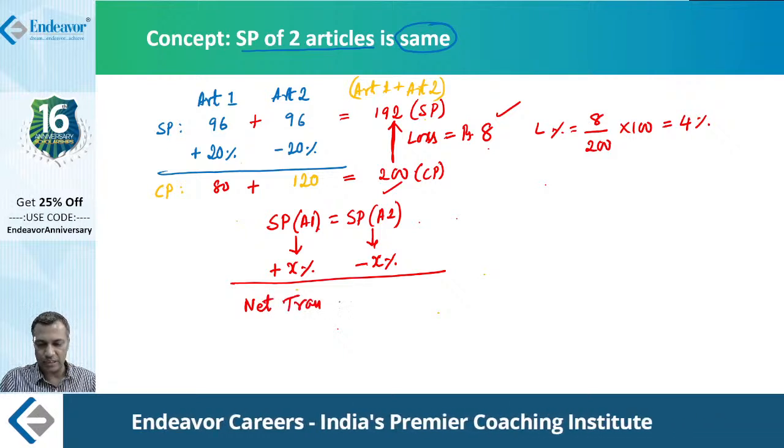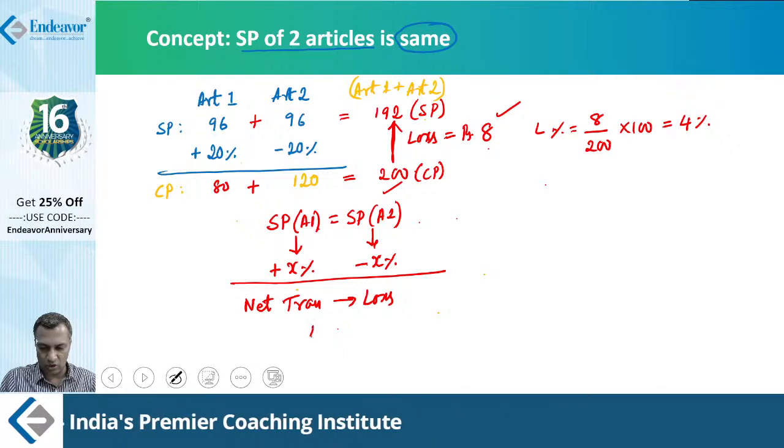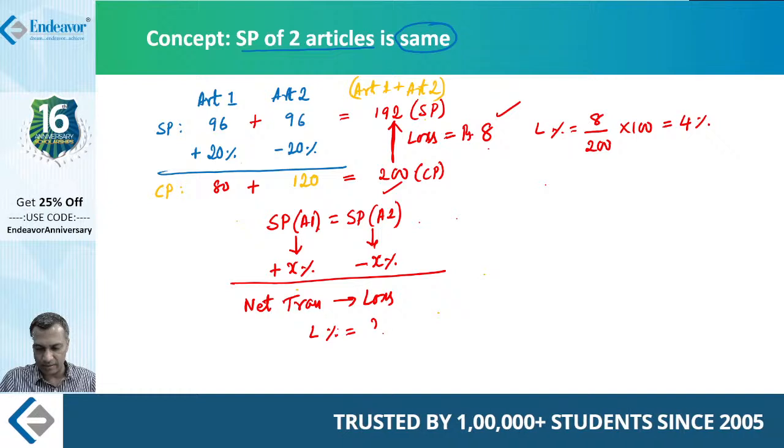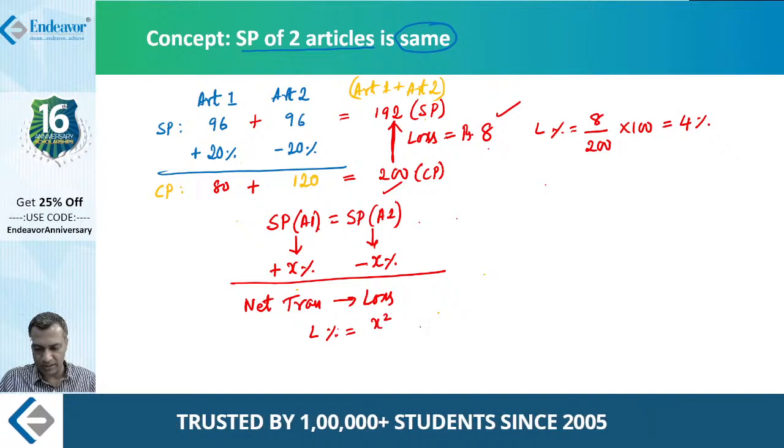Net transaction results, always results in a loss. This is the statement. Net transaction always results in a loss. Therefore, loss percentage is nothing but X square by 100%.